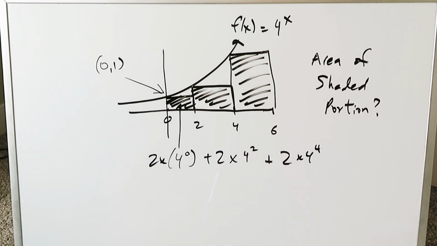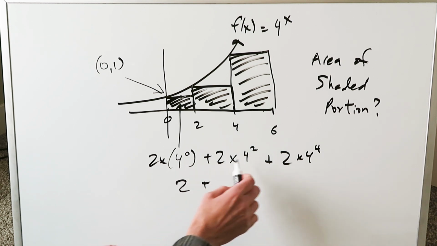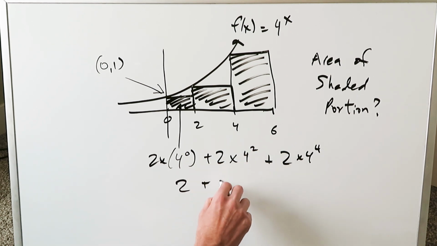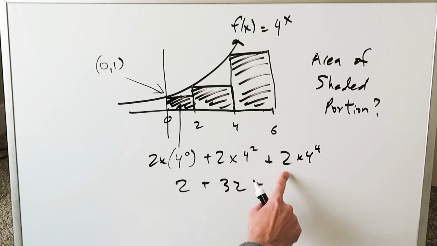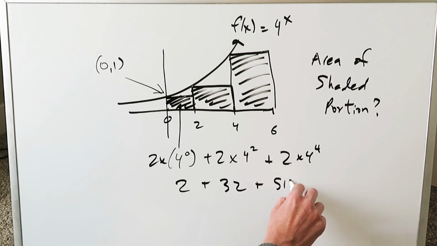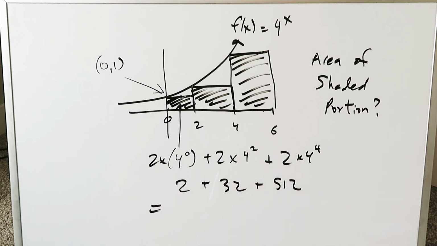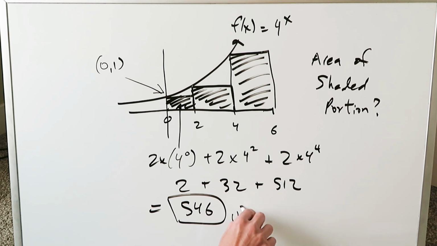You would cumulatively add all of these. 2 times 4 to the power of 0 is just a 2, plus you'll have 4 squared, which is 16, times 2 is 32, plus 4 to the power of 4, you know that's 256, times 2, 512. When you add all of these, the total area of the shaded portion is 546 units squared, whatever the units are, and the answer would be right.